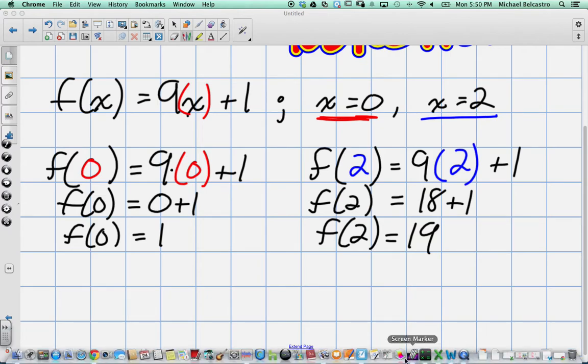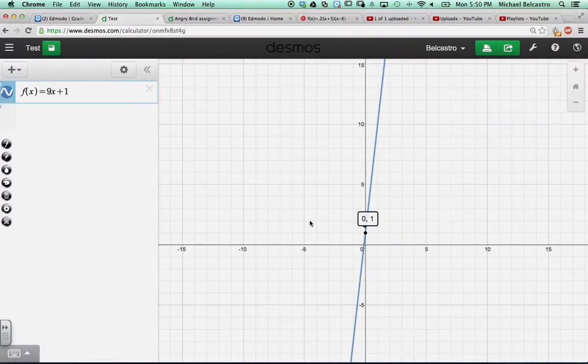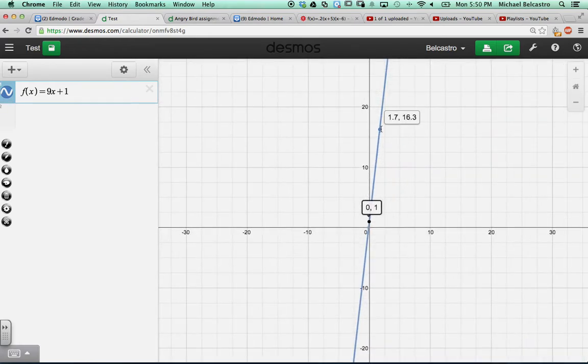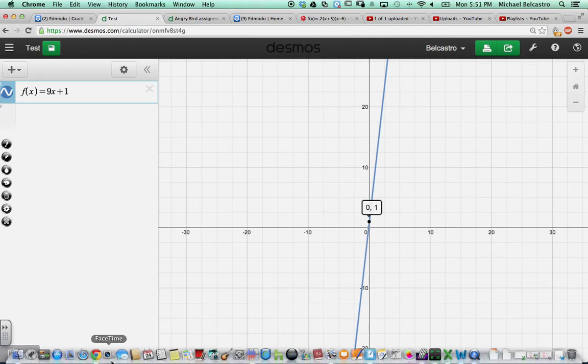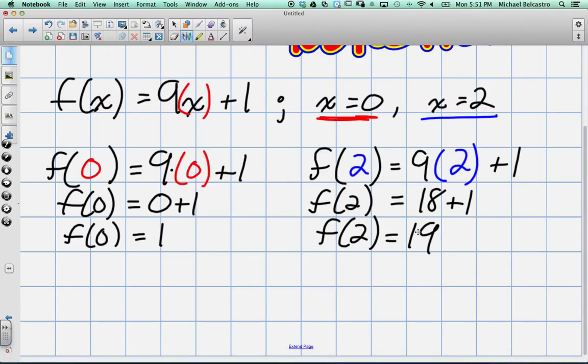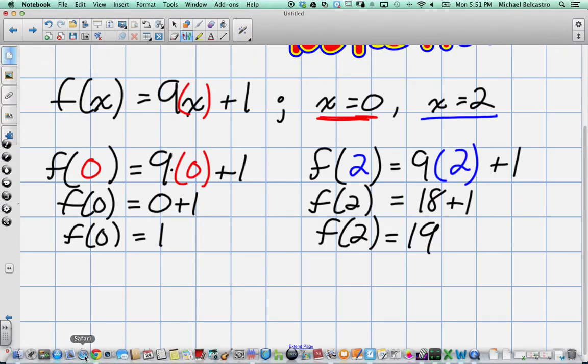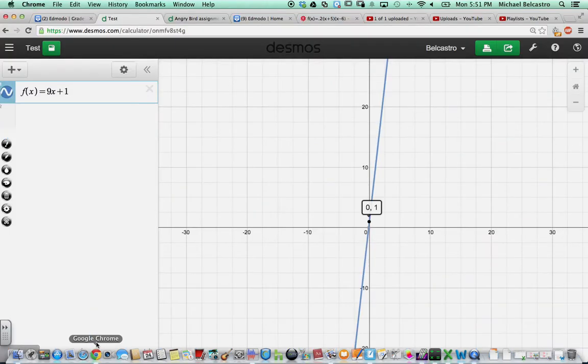And when we graphed that, that's exactly what we got, 0 and 1. And the other number we're looking at was when we were at 2. So we'll go all the way over to 2. Oh, and I do have to zoom out a little. And 2 was what number? 19. And let's see if we got that actually when we worked it out. F at 2 was? 19. 19, right? So it was actually the exact same thing, right?